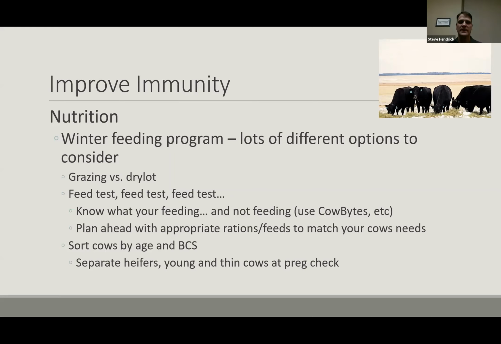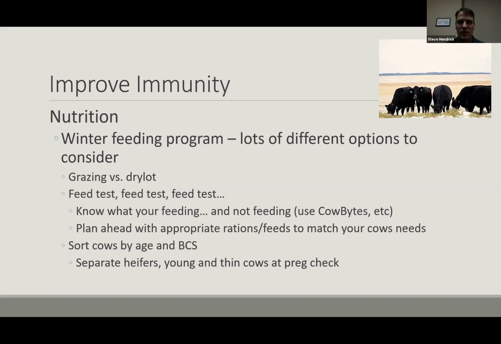But like I say, we could have a whole debate and conversation around that. The point being, I don't care which one of those you use, you need to feed test, okay? And the reason I feel so strongly about that, we need to know what we're feeding.